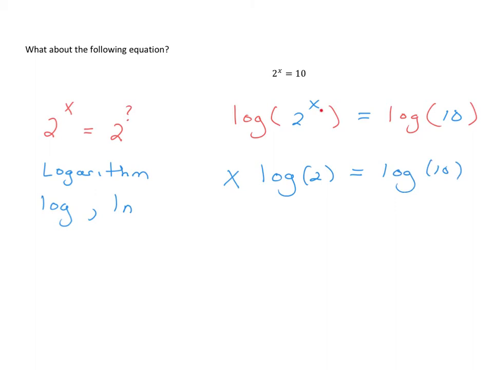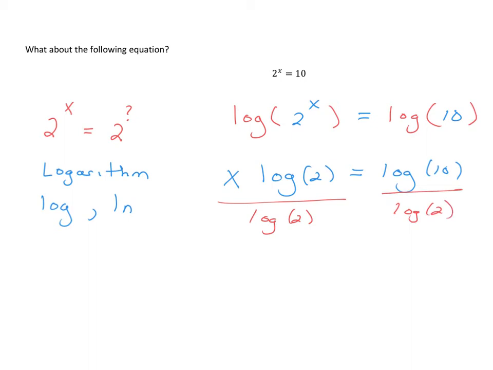This is a very important property of logarithms, and it's nice because it changed our exponential equation to a linear equation. Log of 2 is a number. Log of 10 is a number. X is something we have to get by itself. Since this is a number, we can divide it to both sides of the equation. So divide both sides by log of 2.